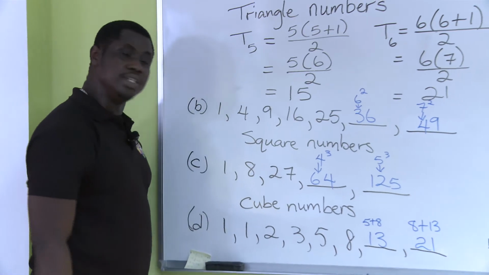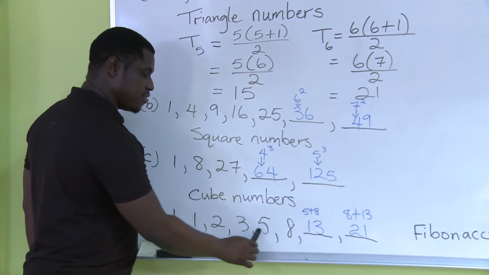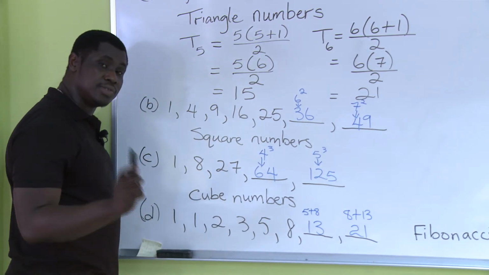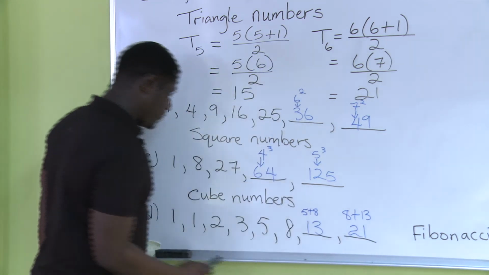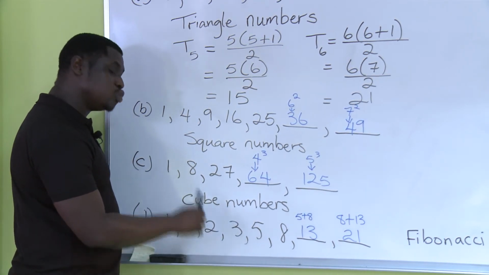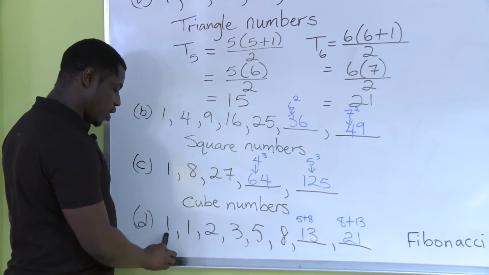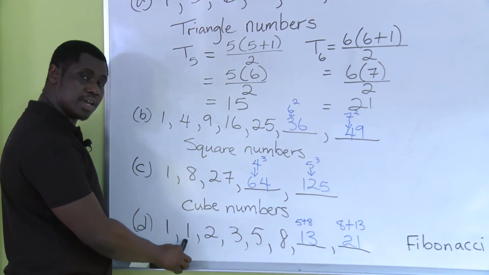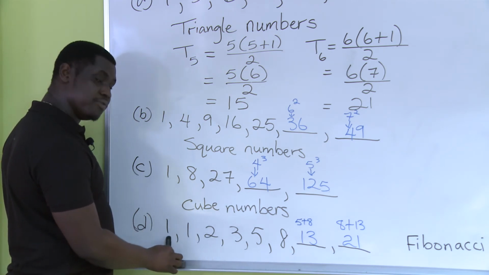For my fourth sequence, I have 1, 1, 2, 3, 5, 8. Now when I looked at this, I realized this resembles the Fibonacci sequence. And in the Fibonacci sequence, to get the next term, we add the 2 previous terms. So I go from 1, I have nothing to add 1 to, so I just have 1 here. Now to get the next term, I'm going to add the 2 previous terms.